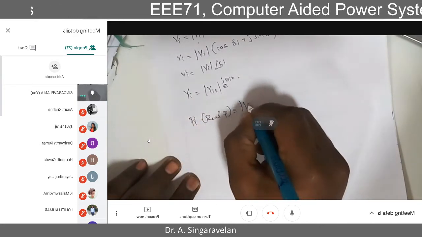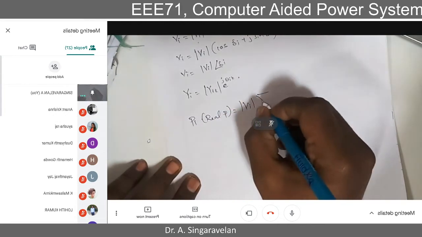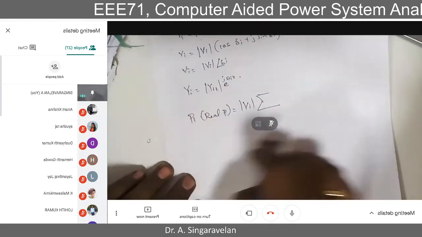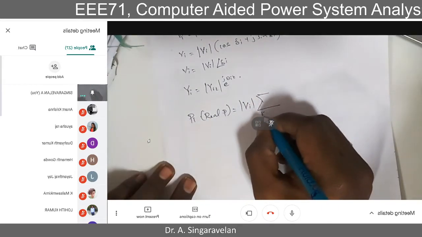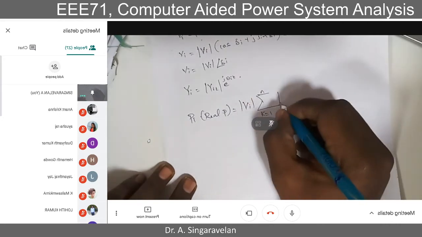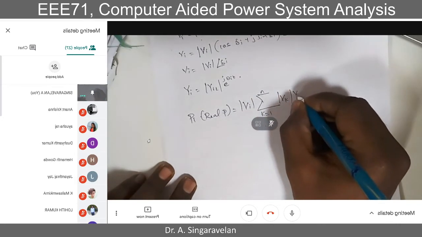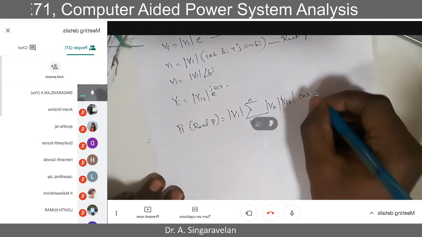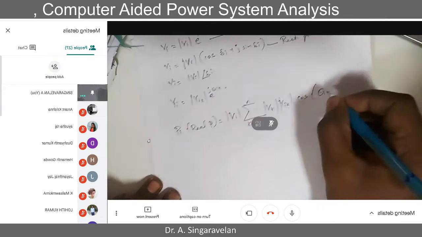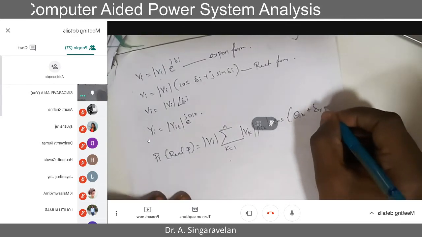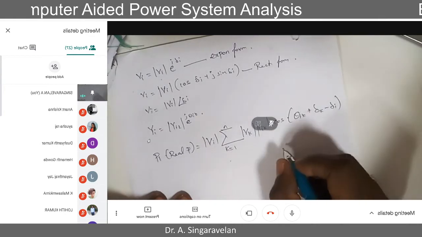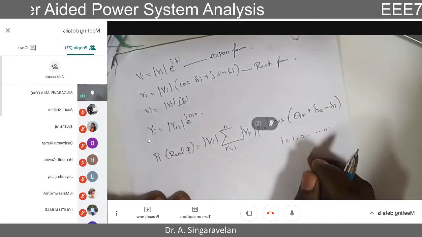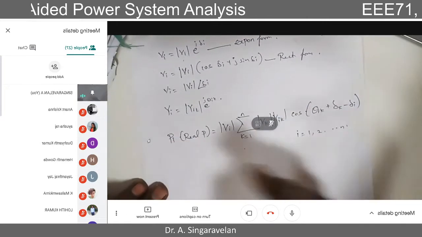Pi is equal to the magnitude of the voltage Vi times the summation, applying equations 3 and 4 in exponential form, of k equal to 1 to n of the modulus Vk and Yik, cos of (theta ik plus delta k minus delta i), where i runs over 1, 2 up to n buses. So how many buses are there? If you solve this, I will get Pi.